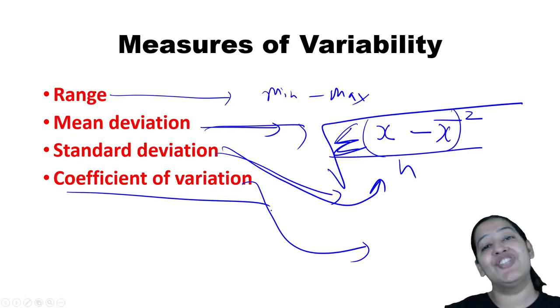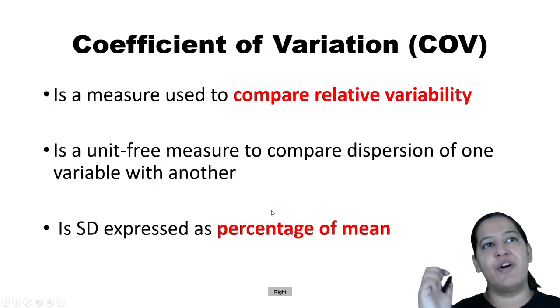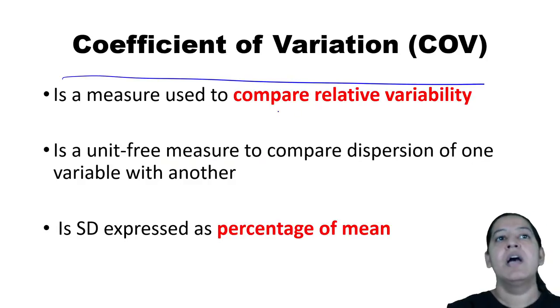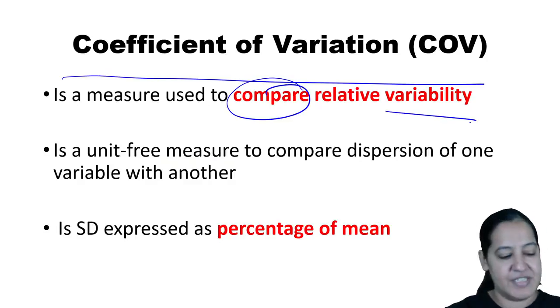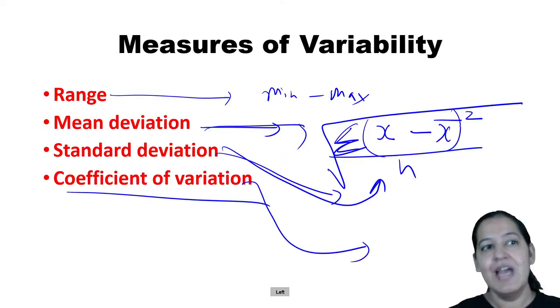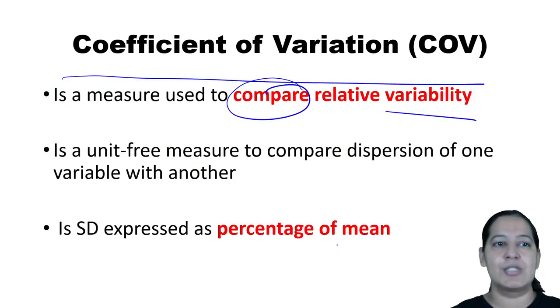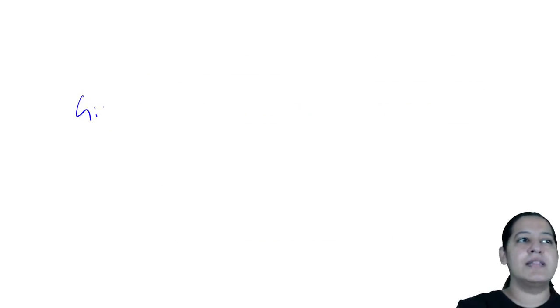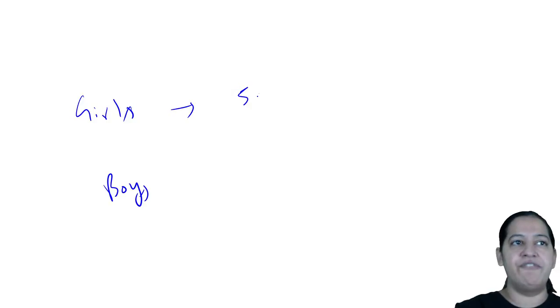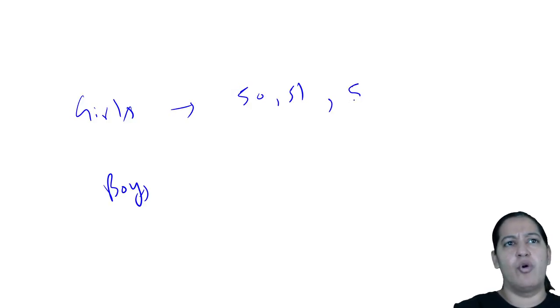So I am coming on coefficient of variation. Coefficient of variation, that is known as COV. This is used for comparing the variability, not for calculating variability actually. If I am giving you two data sets, let me take an example. There are girls in the class. There are boys in the class. Done. So girls have weight of 50, 51. Girls usually have low weight, right? 53, 60, 65.